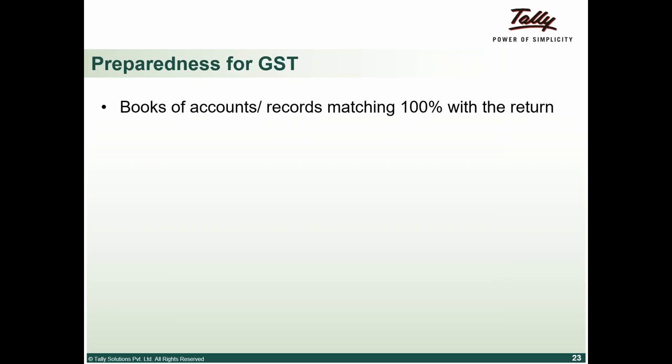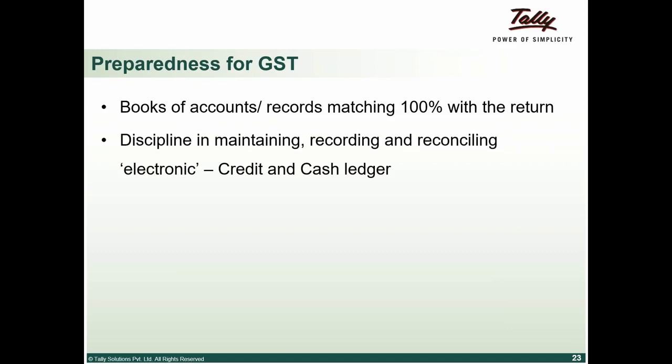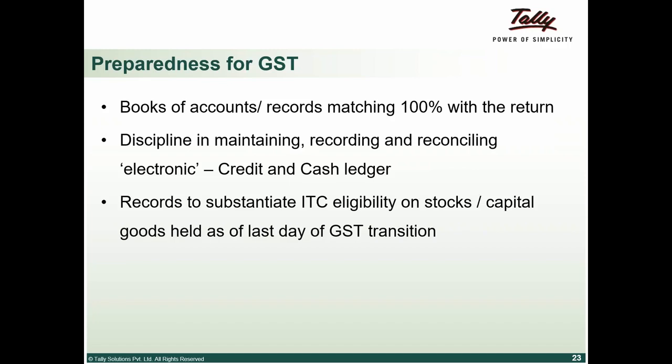Books of account and records should match 100% with the return. Then there is discipline in maintaining, recording and reconciling, especially the electronic credit and cash ledger, which is available on the GSTN. We were talking about the input tax credit. Whatever record has been maintained should be substantiated if required by the department, for clarity on the input tax credit eligibility that you are claiming. It is very much required.